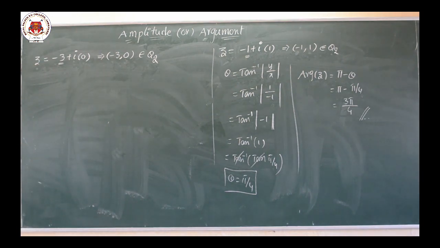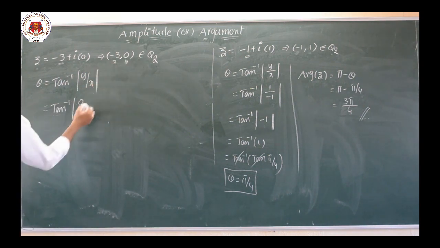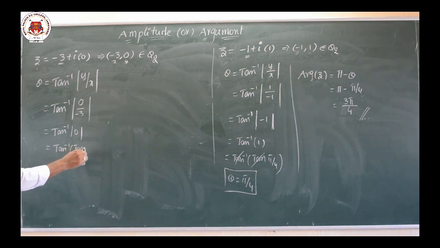Okay. Now, theta equals, we have a formula, tan inverse mod of y by x. Here the y value is 0 and the x value is minus 3. So, 0 by any number, its value is 0 only. So, tan inverse of tan 0, both get cancelled. What is the theta value? Theta equals 0.